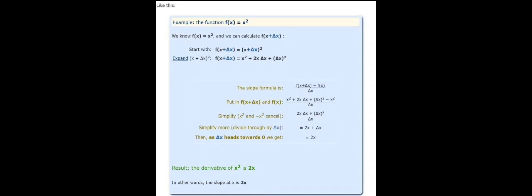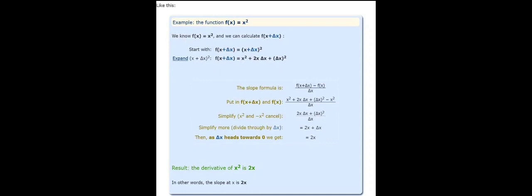So the slope formula is f of x plus change in x minus f of x over change in x. Put in f of x plus change in x and f of x. Now we can have x squared plus 2x change in x plus change in x squared, minus x squared, over change in x. Now we can simplify that. So x squared and negative x squared is equal to 0, so we can cancel that. So we still have 2x change in x plus change in x squared over change in x. Simplify more, divide through by change in x, which is in the denominator. So we have 2x plus change in x left. Then as change in x shrinks to 0, we are left with 2x.